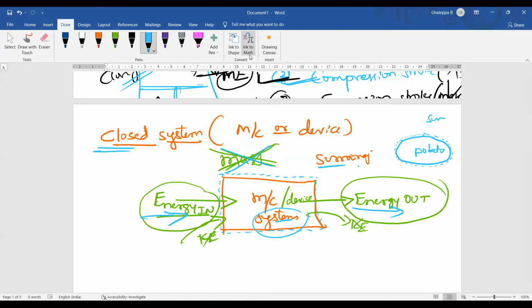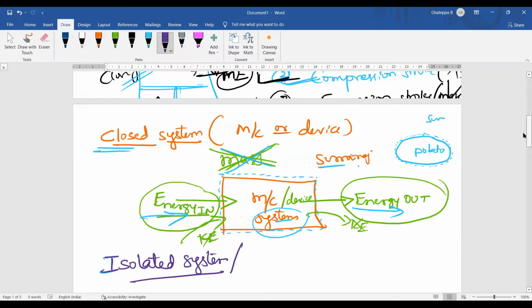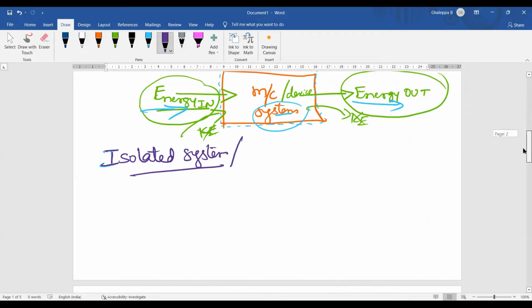Next, the last one is the isolated system. What do you mean by isolated system? System, nothing but again, some machine. Keep in mind, it is a machine. The machine may be a turbine, compressor, fan.